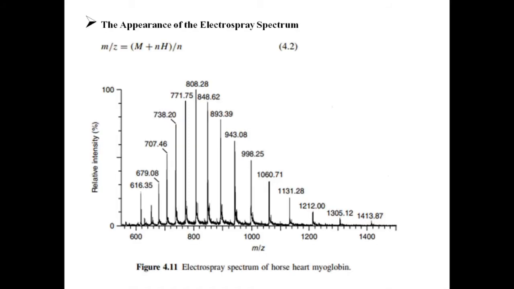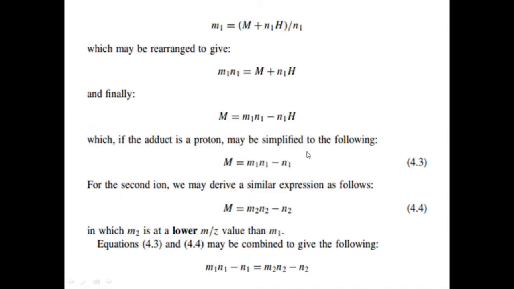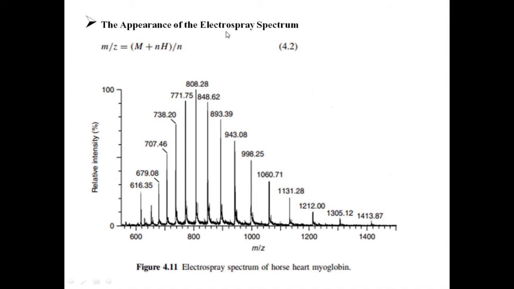Next, the appearance of the electrospray spectrum. Many of the ionization techniques that we have considered thus far are termed soft in that the spectra produced are exceedingly simple, consisting only of a molecular species that enables the molecular weight of the analyte to be determined. Electron ionization, on the other hand, is a more energetic process which often brings about fragmentation of the analyte molecules.